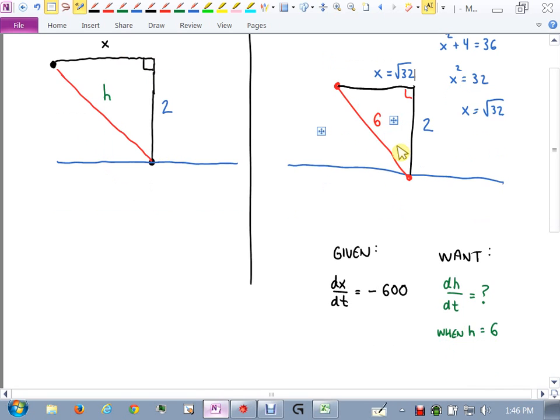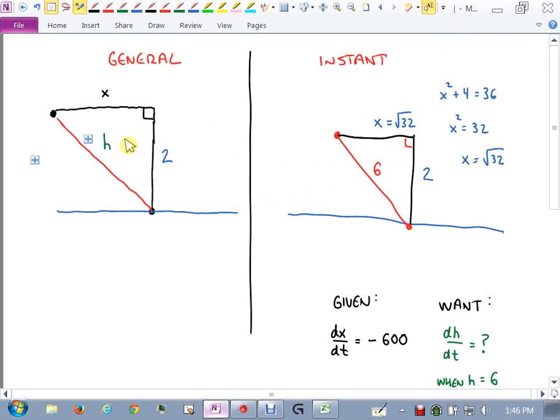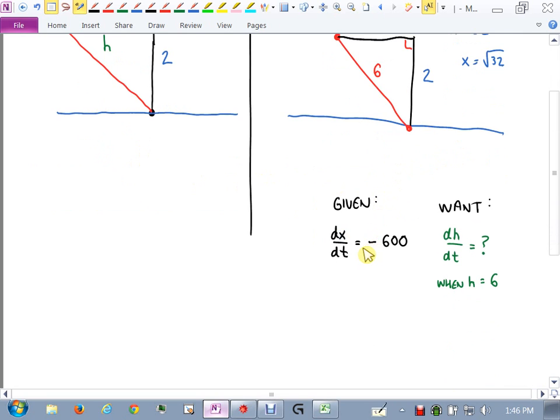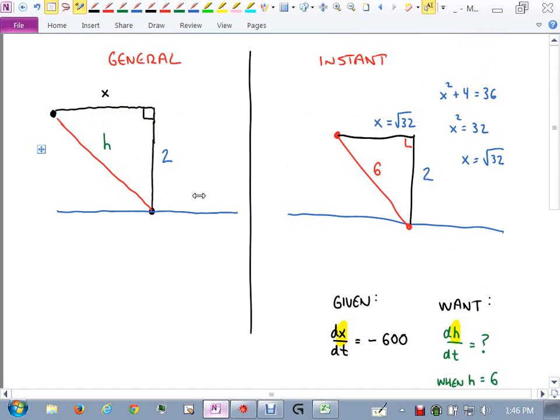All right. I think I've got a good drawing of the general picture. I've got a good drawing of what's happening at the instant. I know what I'm given. I know what I want. So let me try and come up with an equation now. Connecting x and h. In our general picture, how can you connect x and h? X squared plus y squared must be h squared.